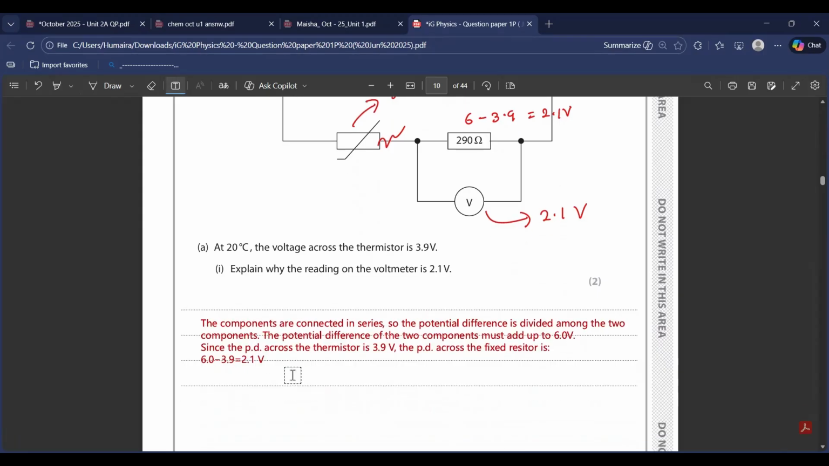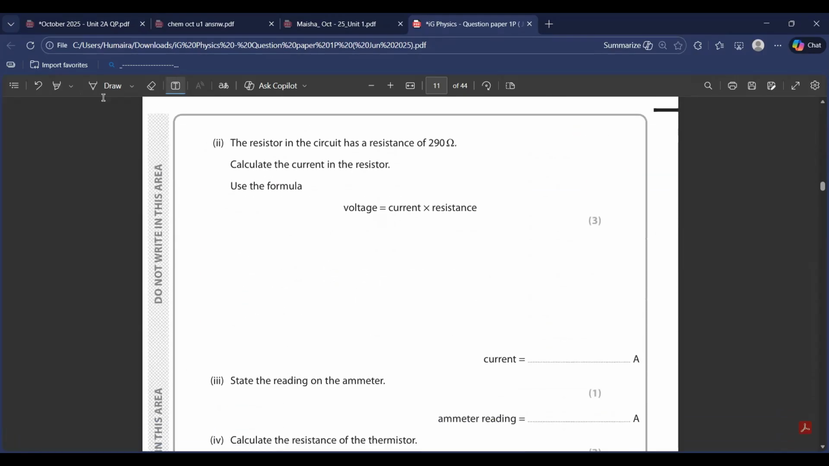Okay. The next question asks for a calculation. The resistor in the circuit has a resistance of 290 ohm. Calculate the current in the resistor. We are asked to find the current in the resistor. So the formula is already given. I just have to rearrange the formula.